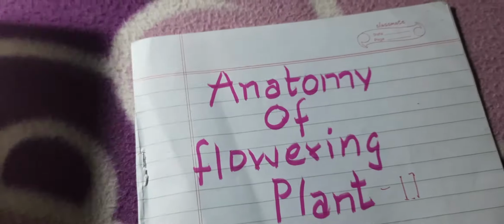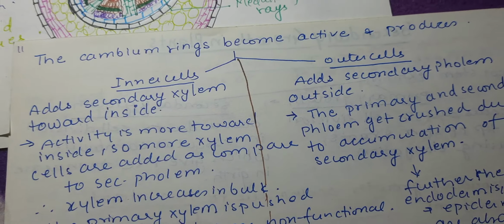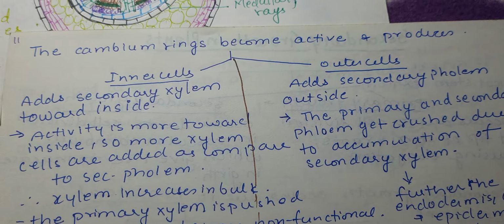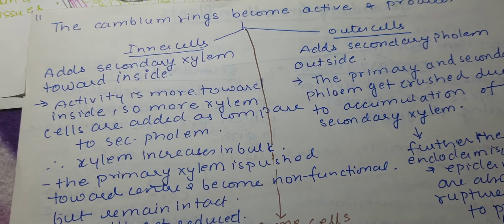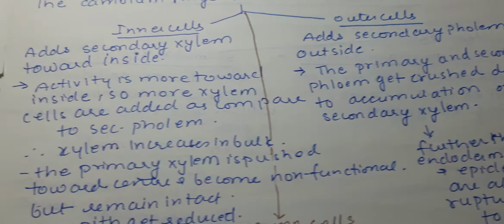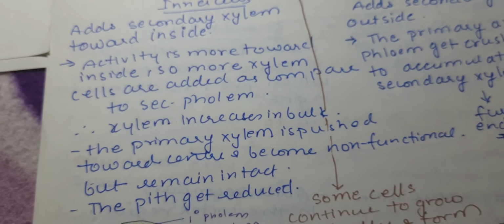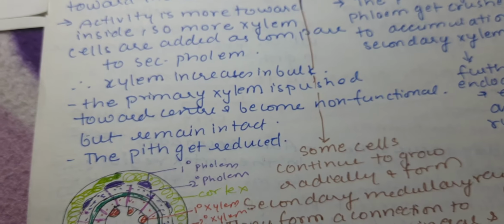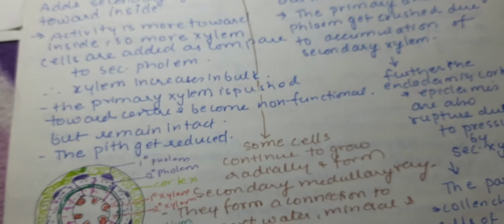So the next step is the cambial activity we have to discuss. Now, once the cambium ring is formed, it is very active, meaning it acquired the meristematic activity and starts producing cells toward the inner and outer side. The inner cells add secondary xylem toward inside, and the outer ones add secondary phloem to the outside. The activity is more toward the inside, so more xylem cells are added as compared to secondary phloem. Therefore, xylem increases in bulk and the primary xylem is pushed toward the center and becomes non-functional but remains intact, and the pith gets reduced.